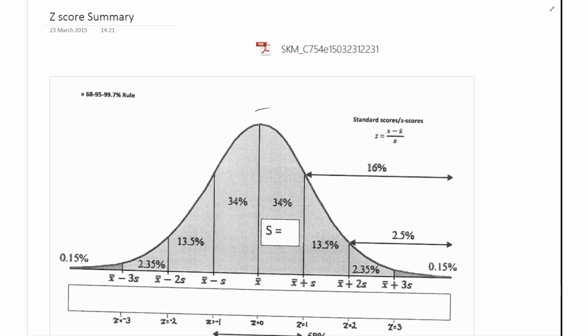Okay, so in this video, we're going to look at a Z-score summary because you should have watched a previous video on the 68, 95, 99.7% rule. And then we're going to do some worked examples.